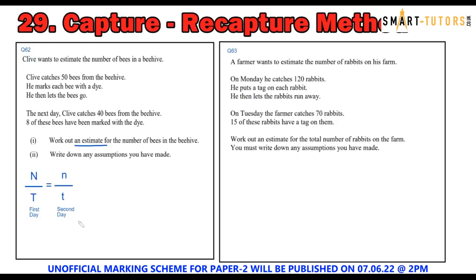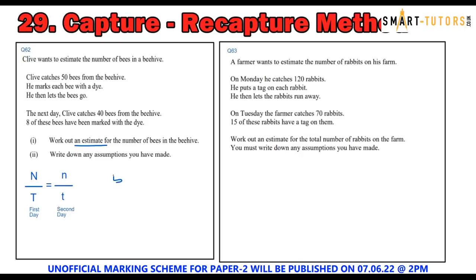So this is the equation we are going to use, capital N over capital T. The left hand side of the equation is the first day. The right hand side of the equation, small n and small t, is the second day. Capital N means how many bees we captured on the first day.